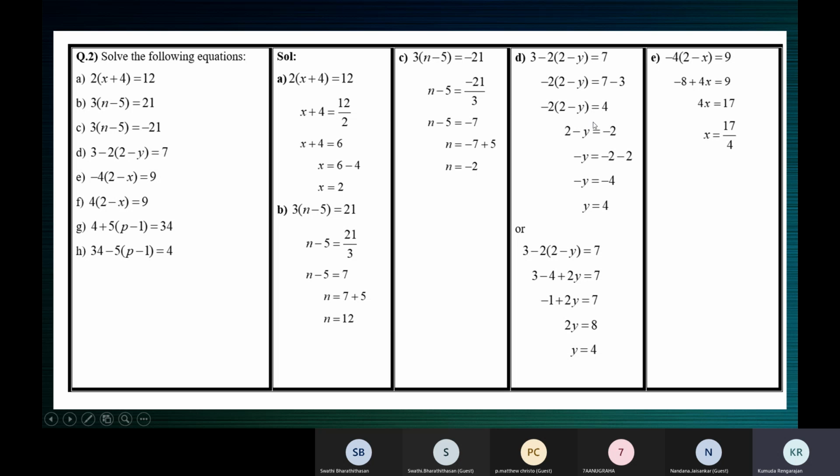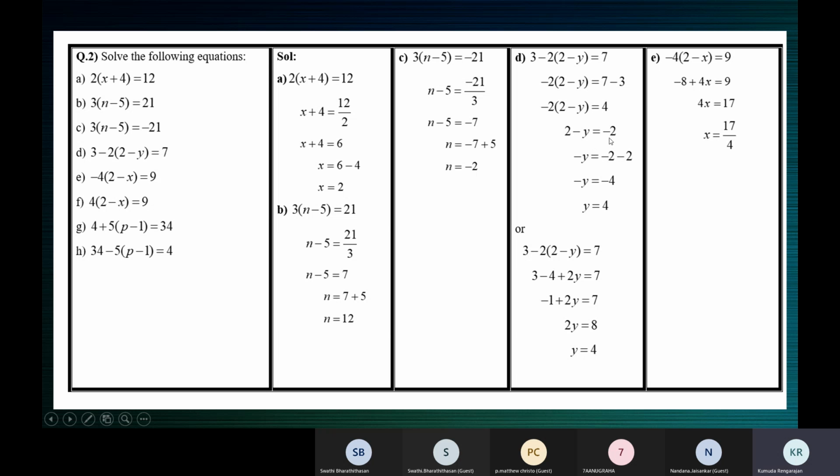So what will happen when you divide the LHS by -2? -2 and -2 will get cancelled. So you'll have 2 minus y. When you divide the RHS by -2, 4 divided by -2: 4 by 2 is 2, and plus divided by minus is minus. So -2.